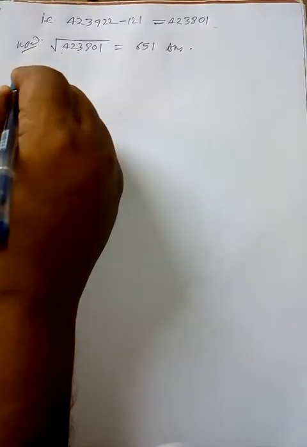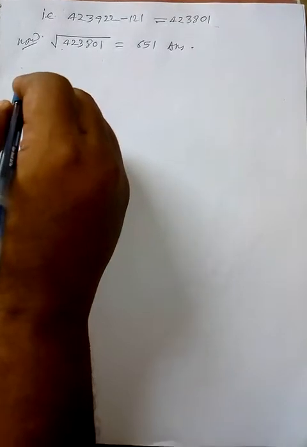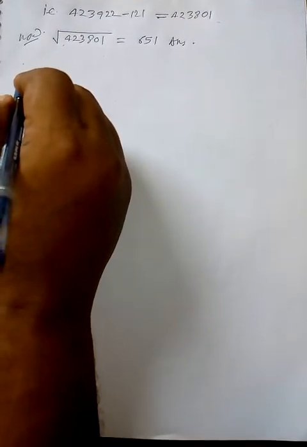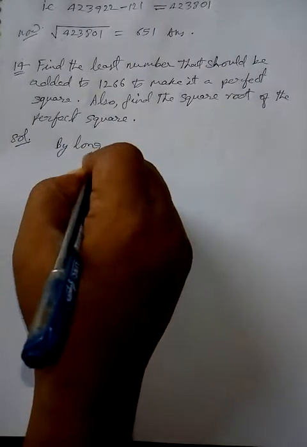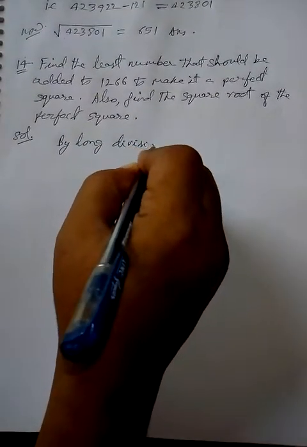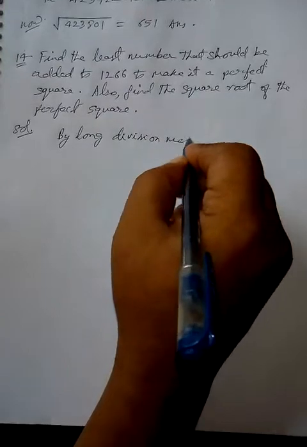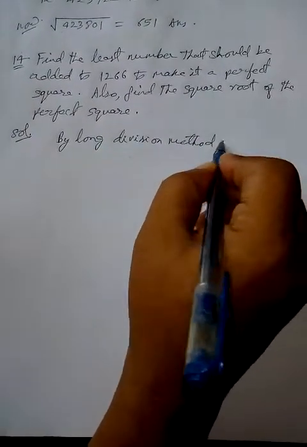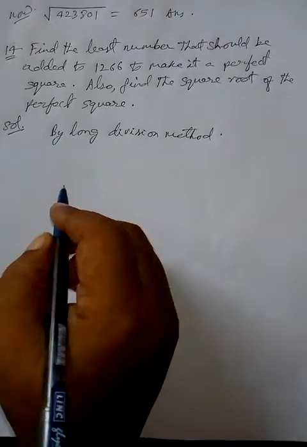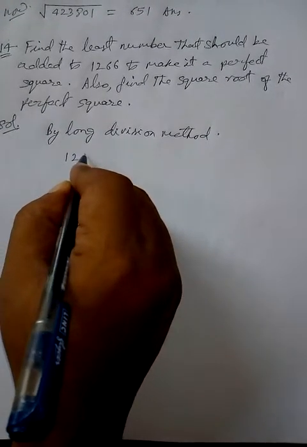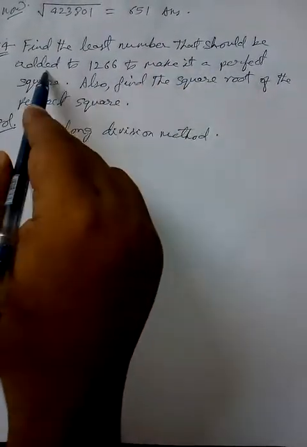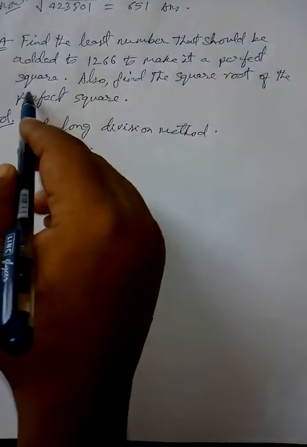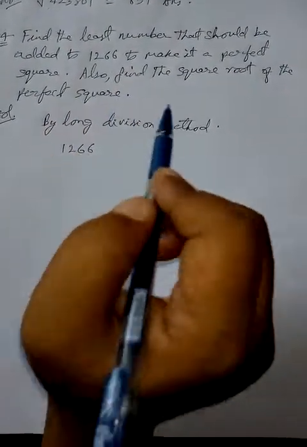This is the answer. Now I will discuss the next question, that is 40. It is of a different variety. Let's see, by the long division method. The question is: find the least number that should be added to 1266 to make it a perfect square. Also find the square root of the perfect square.